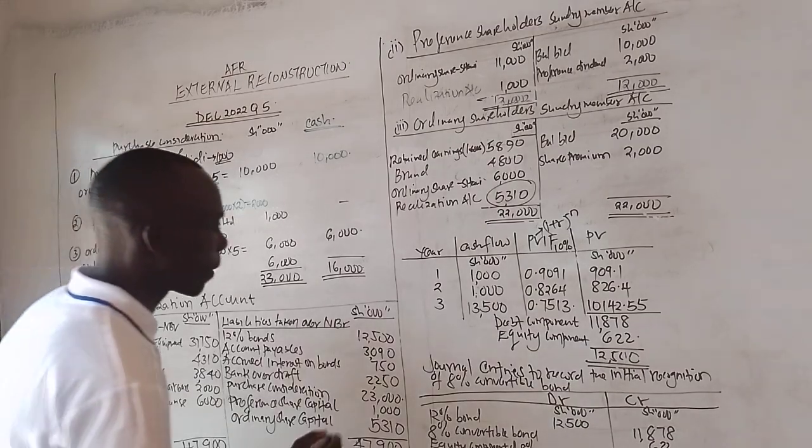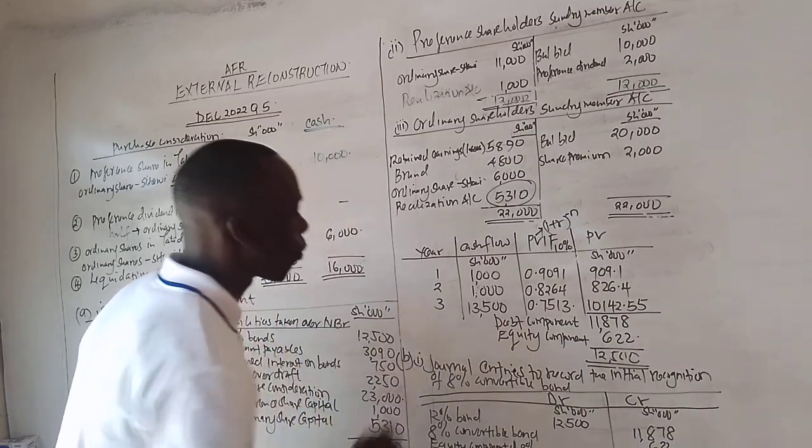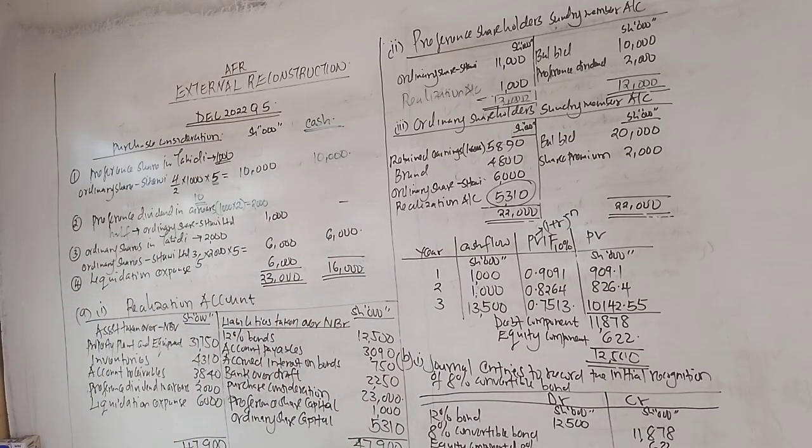The journal entry. Remember, this is part B. We have done Roman 1. So we want to do part B, Roman 2.